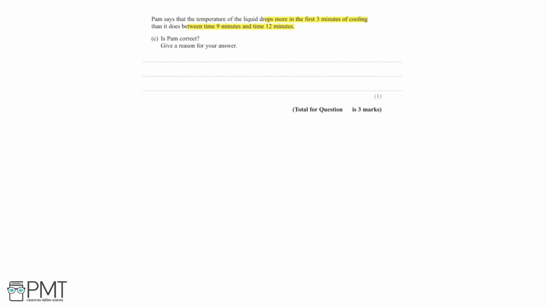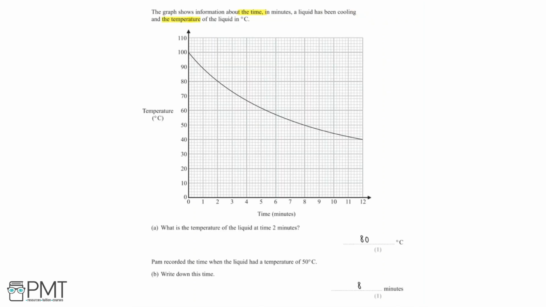So let's take another look at our graph. Now this is our graph in the first 3 minutes. And now this is our graph between 9 minutes and 12 minutes. And so we can see that the gradient in the first 3 minutes is much steeper than the gradient between 9 minutes and 12 minutes. And so we can see that the rate of the change in temperature is greater in the first 3 minutes than it is between 9 minutes and 12 minutes.